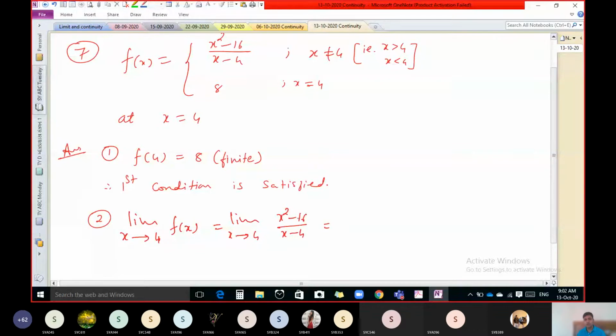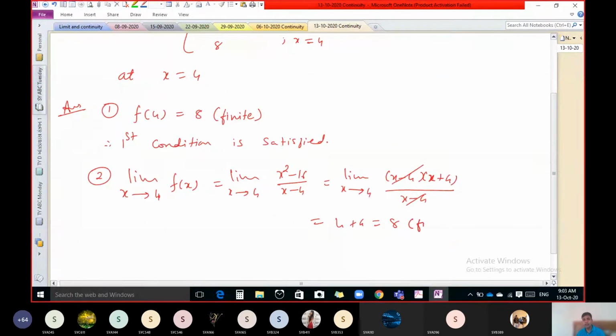Any of you, how to find out the answer of this? X plus 4, x minus 4. Correct. X minus 4 and x plus 4 are the factors. If we cancel x minus 4 and after that put x equal to 4, we get 4 plus 4, 8. That is also a finite number. So we can say that second condition is satisfied.